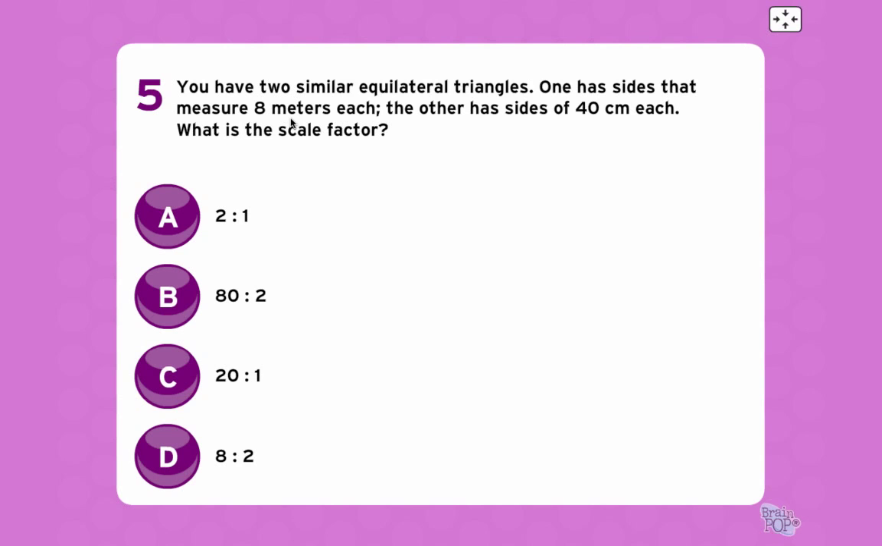First of all, how many centimeters are in 1 meter? Nicholas? 100. That's right. So there would be 100 times 8. So this would be 80 centimeters. I'm sorry, 800 centimeters. 800 centimeters. And the second triangle only has 40 centimeters.